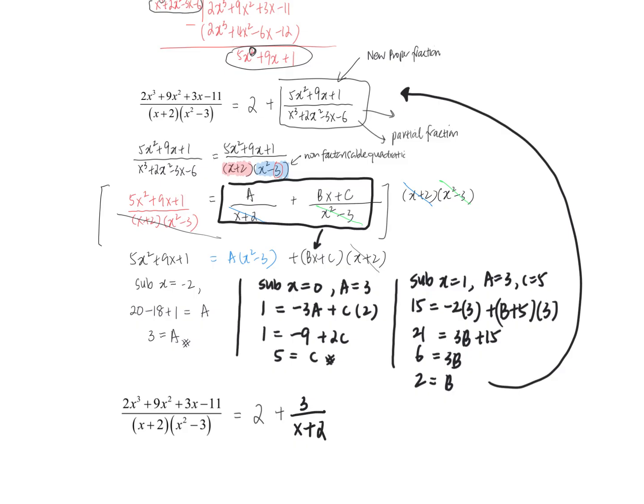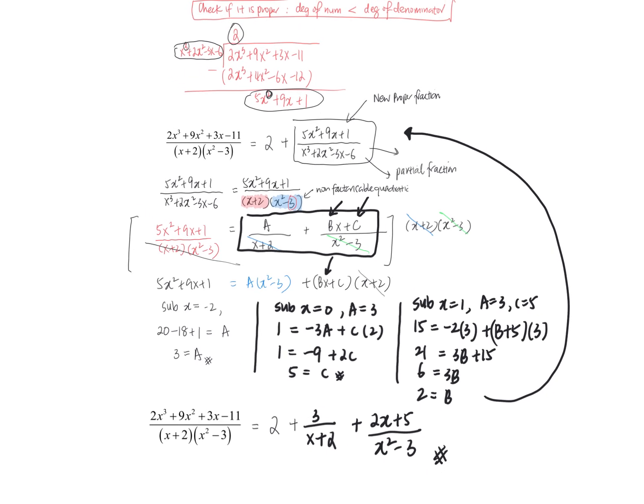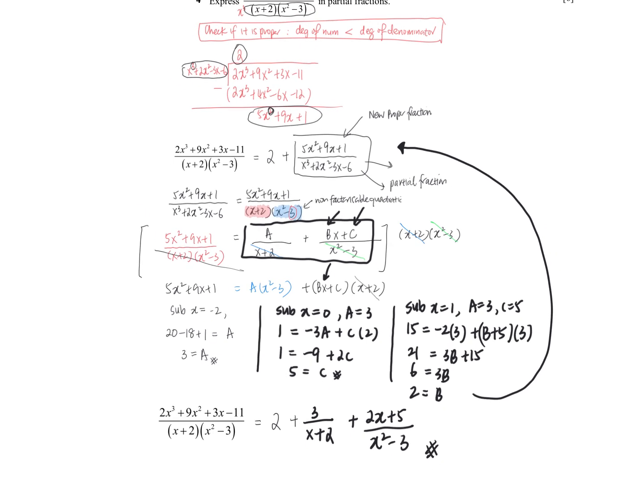Okay, my B is 2. So I'm going to put in 2x, and then this is 5. So the bottom will be x squared minus 3. So this is my final answer. So be very systematic so that you won't make careless mistakes.